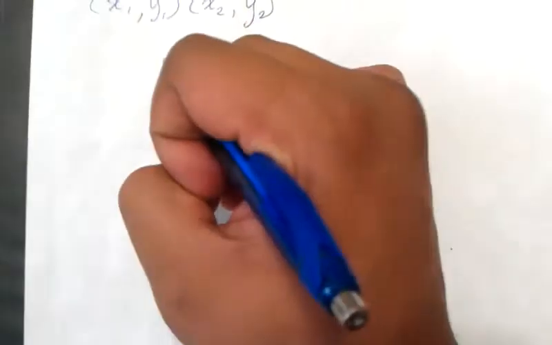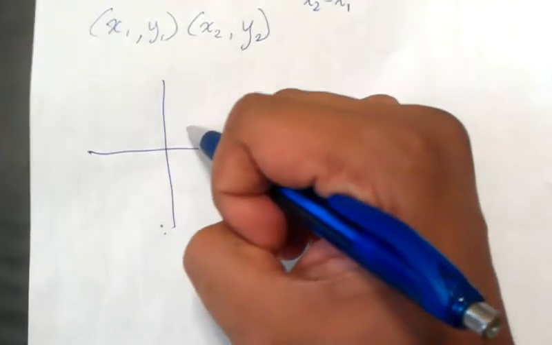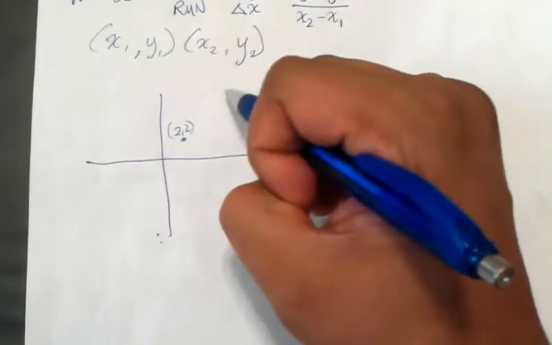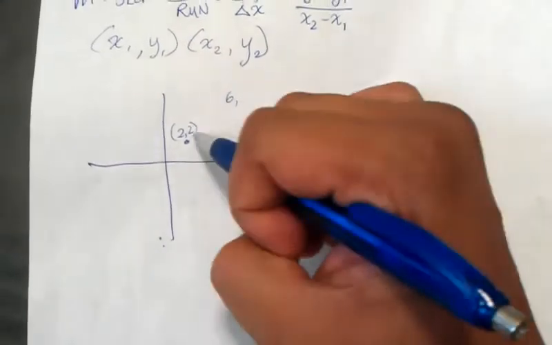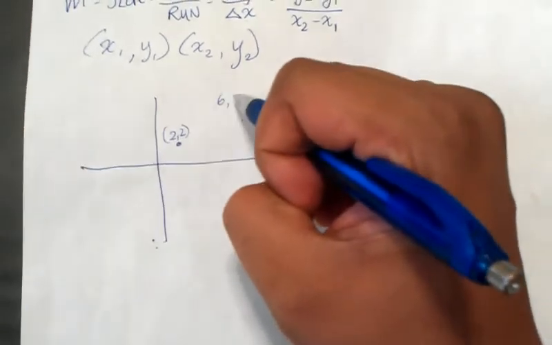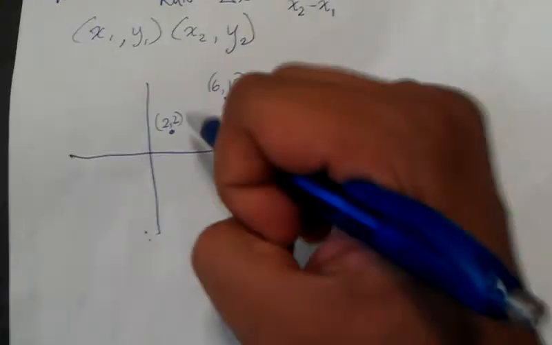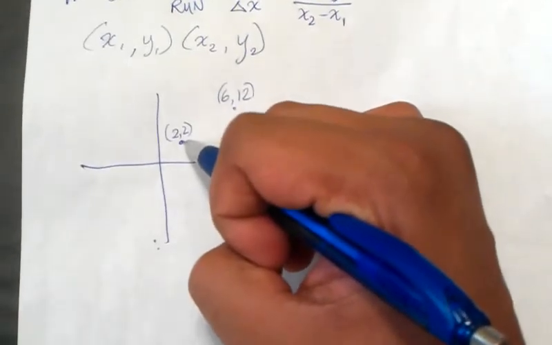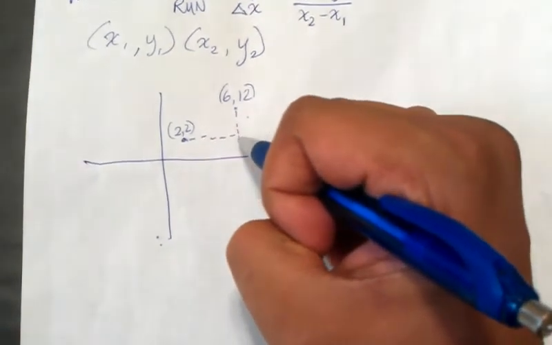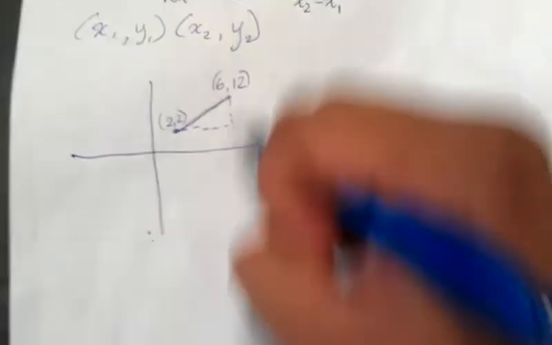The way we can identify this is just selecting 2 points on any graph. Here I just picked 2 points, 2, 2, and 6, let's say 6, 12. Now, the rise over run is what it's actually counting: it's counting how many units it's running across and how many units it's going up. And that's how we get this slope right here.